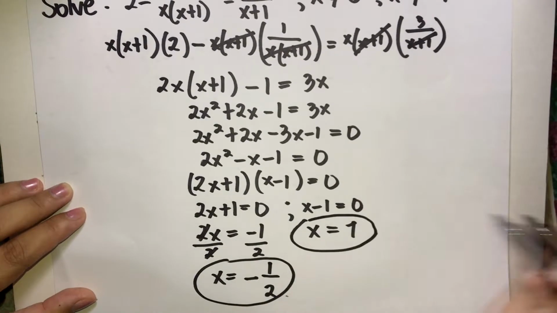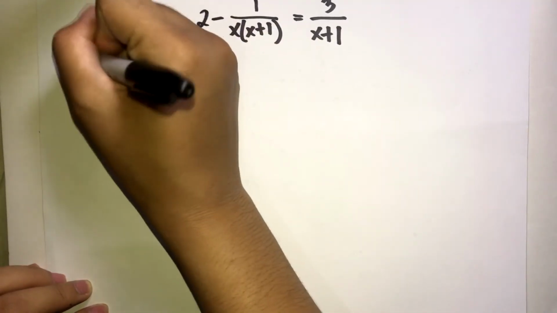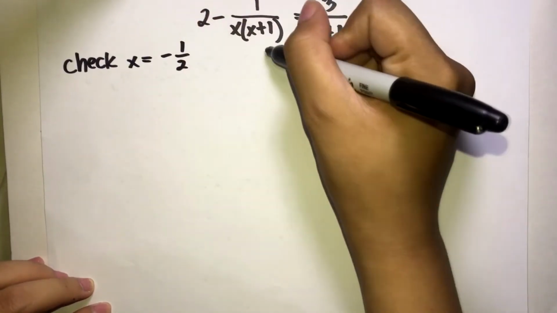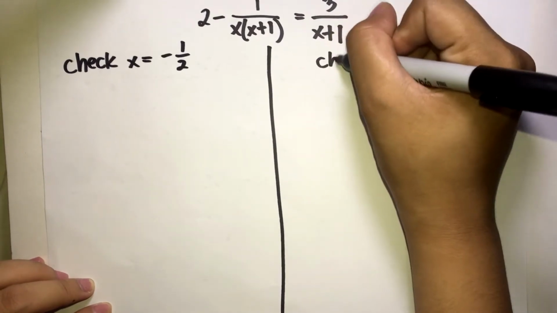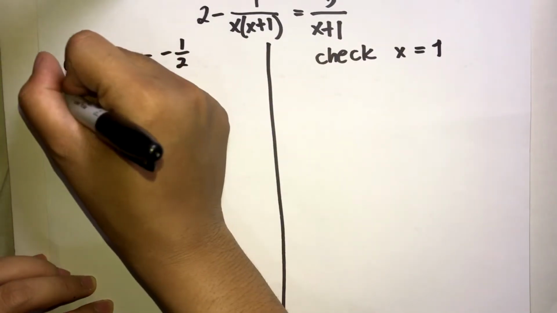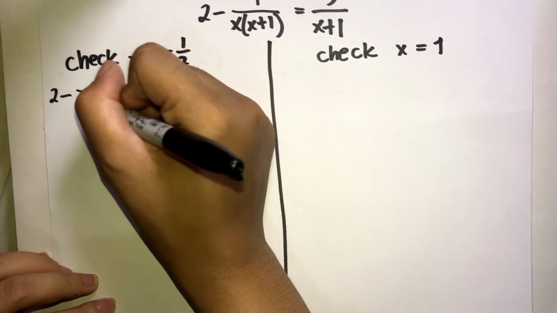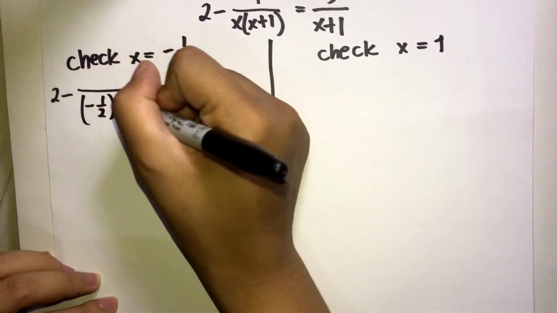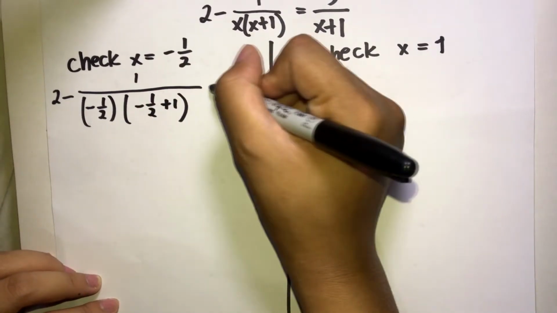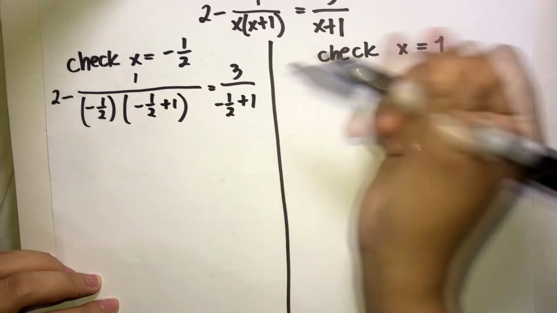Therefore, the possible values of x are negative 1/2 and 1. To check if our answer is correct, substitute negative 1/2 and 1 to the value of x. So for x is equal to negative 1/2, the equation would be 2 minus 1 over negative 1/2 times negative 1/2 plus 1 is equal to 3 over negative 1/2 plus 1.